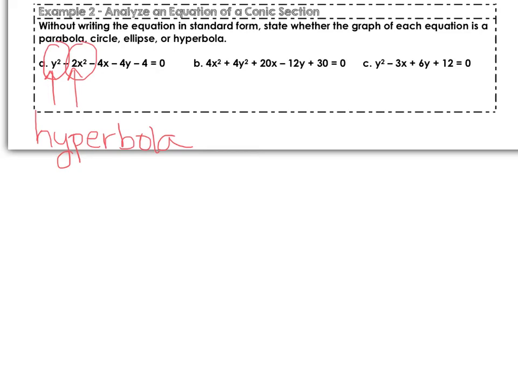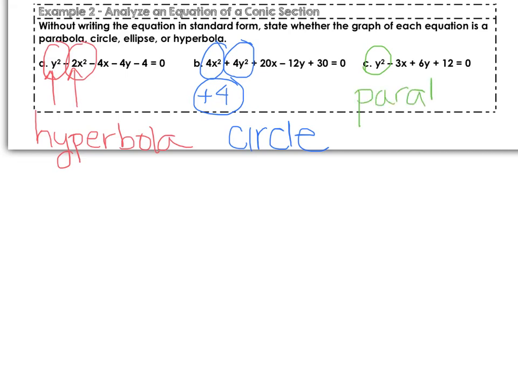All right, and B, notice once again I have two squared terms. Both of the squared terms have a coefficient of positive 4. Because they are both the exact same coefficient, that tells me that this is going to produce a circle. The very last problem that I have here, I'm noticing that I only have one squared term, the y. Because only one term is being squared, this tells me that it's going to be a parabola.